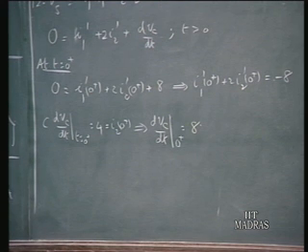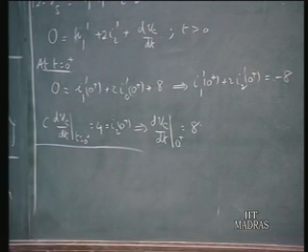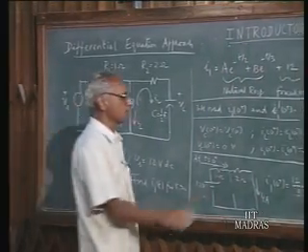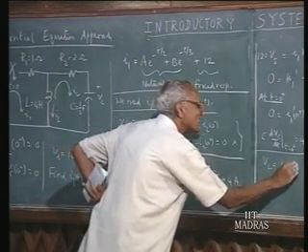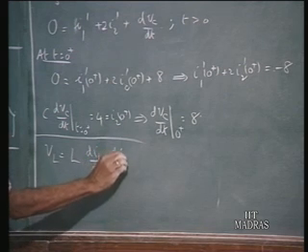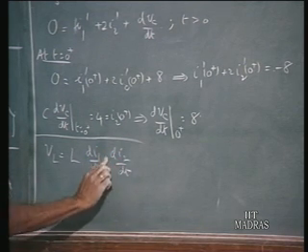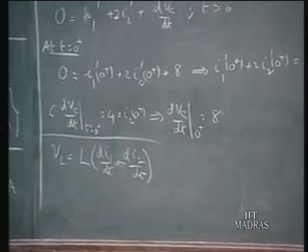Now we need to have another equation. This is not enough. We need another equation in I1(0+), I1'(0+) and I2'(0+). What is the voltage across the inductor? VL equals L times d(i1)/dt minus d(i2)/dt. That is what we are having.